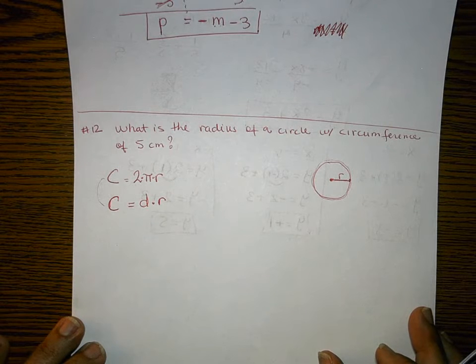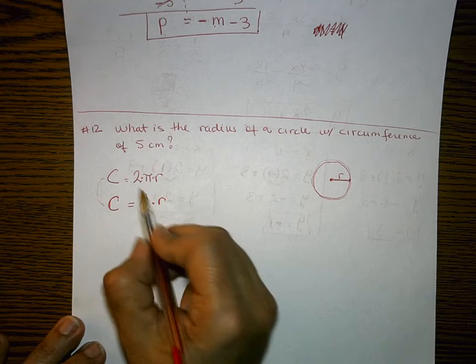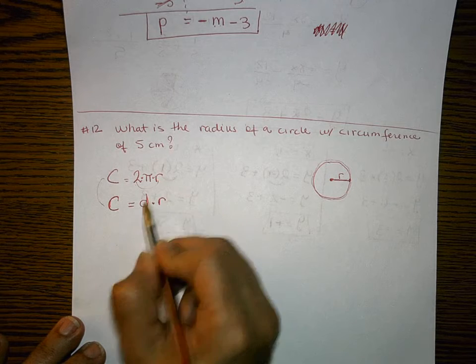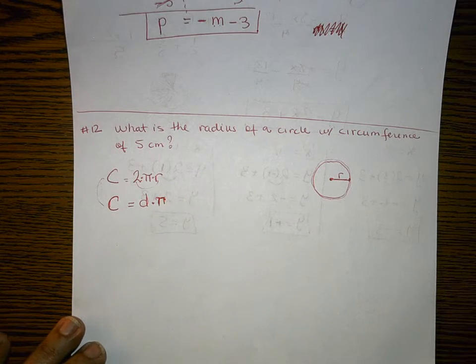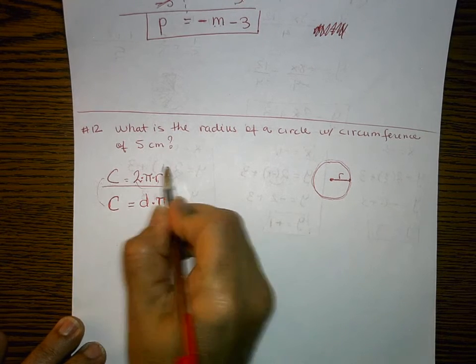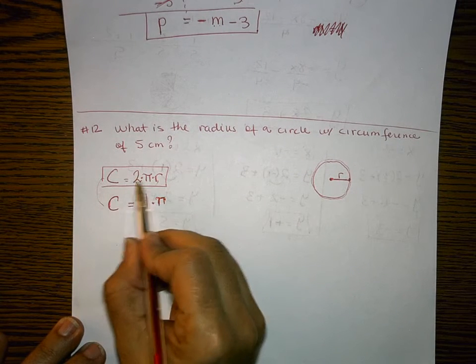It's 2 times the radius. So 2 times the radius would be the diameter times pi. Am I doing that right? I think so. All right, so I am going to go with this formula right here: the circumference equals 2 times pi times r.